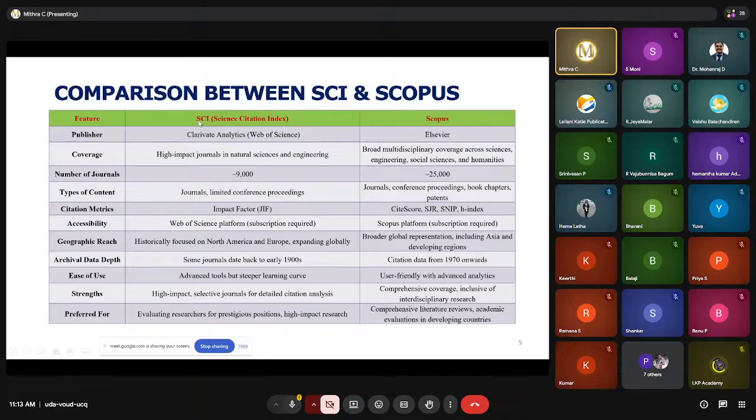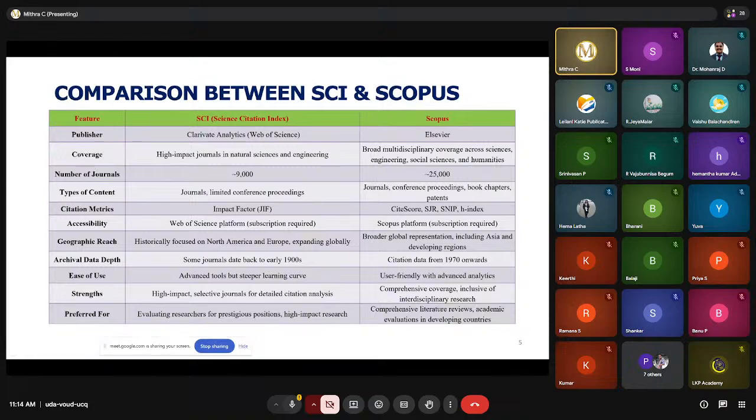SCI is nothing but the Science Citation Index database. The publisher of SCI is Clarivate Analytics, and the publisher of Scopus is Elsevier. The coverage of SCI is mainly high impact journals in natural sciences and engineering, whereas Scopus has broad multidisciplinary coverage. As I have mentioned, Scopus is a vast database, so it holds science, engineering, social science, and humanities as well. SCI accepts only about 9,000 journals, whereas Scopus accepts approximately 25,000.